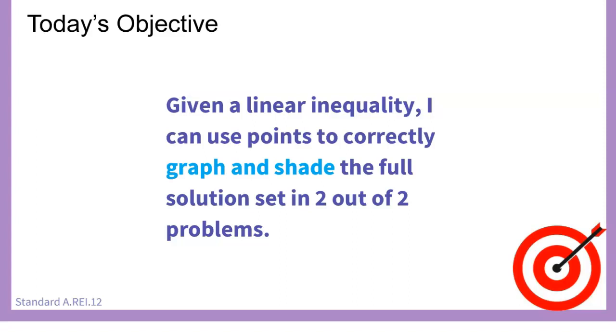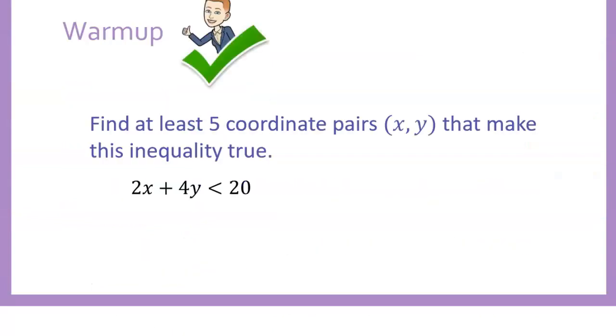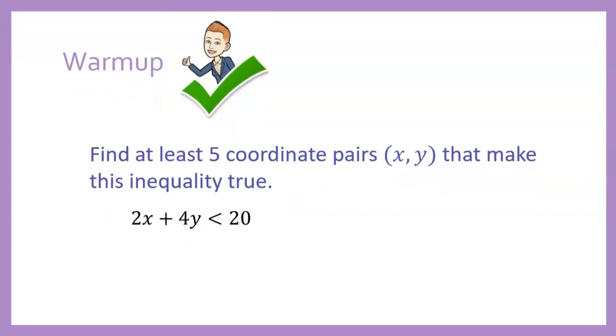So we've been looking at systems of equations in this unit, and now we're going to move on to graphing inequalities. Graphing inequalities to show their solutions. So to get started here, we're going to do a couple warm-up problems. And we're looking for at least 5 coordinate pairs x, y that make this inequality true.